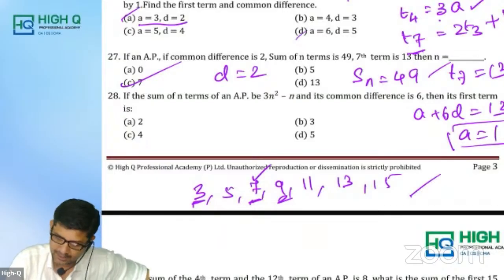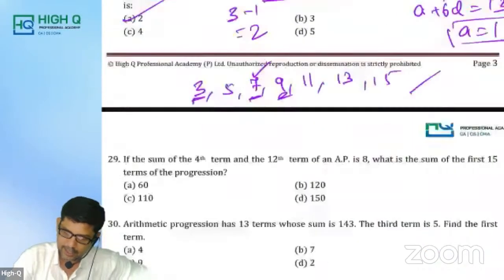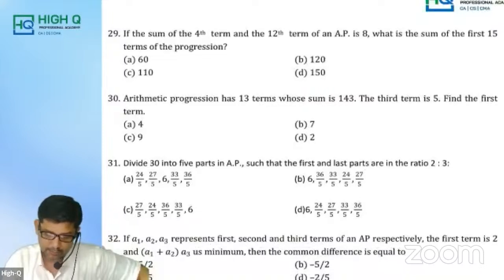Okay. Next. This is the first term they ask you to find. It's very simple. Put n equal to 1. That's it. 3 minus 1, which is equal to 2. It's a direct question, but this question was asked once in the exam.